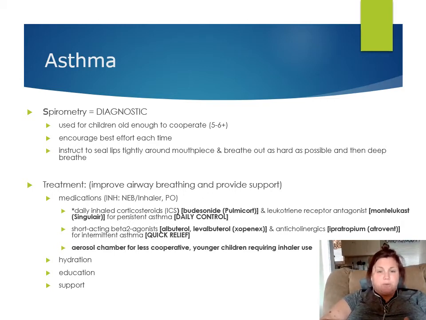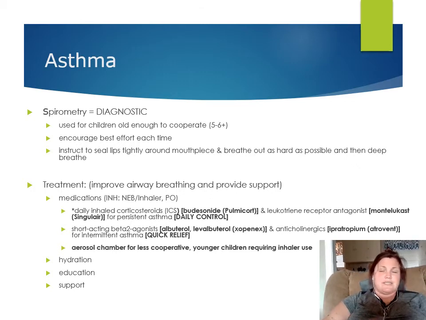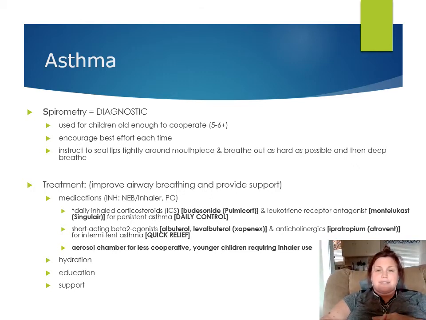When you need quick relief, you need something like anticholinergics or short-acting beta-2 agonists. We mentioned this in a much earlier slide. Your short-acting beta-2 agonist would be like your albuterol or your levalbuterol, which is Xopenex, and your anticholinergics would be like ipratropium, which is Atrovent. These are used for intermittent asthma, and they are quick relief provision.